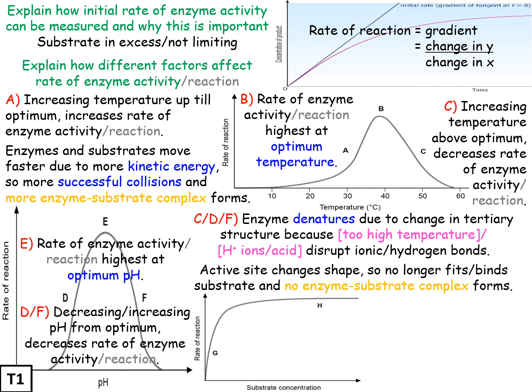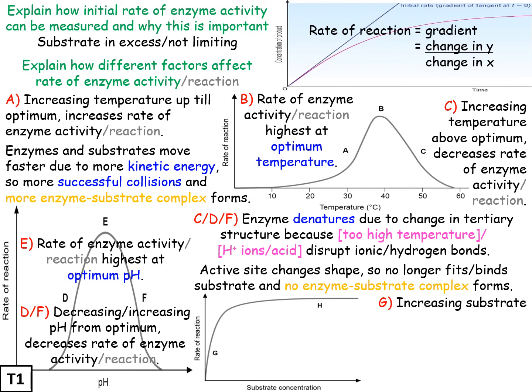And that acidity or hydrogen ions could disrupt the ionic or hydrogen bonds of the enzyme active site, and therefore the active site changes shape, so no longer fits or binds to the substrate, and no enzyme substrate complex forms, and this decreases the rate of enzyme activity.